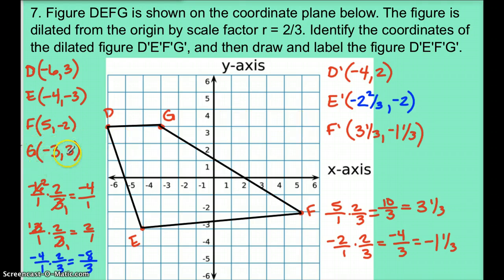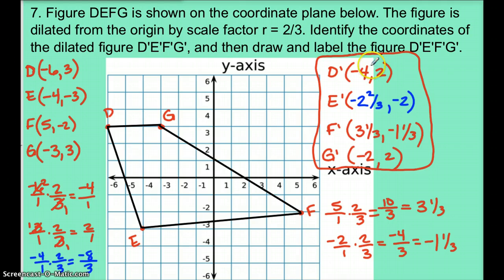And then lastly, G, I've already figured out what -3 and 3 were. Just make sure you have them right. -3, that ended up being a -2. +3 was a +2. So here are my coordinates right here. That's part of my answer.